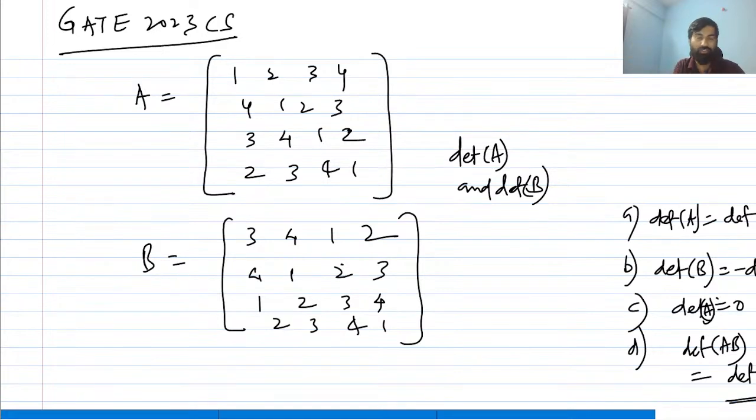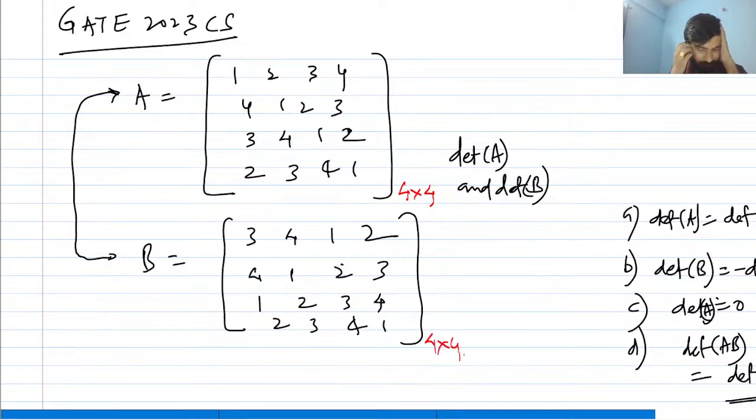I think now you understood the concept, right? If you don't know how to calculate det, don't worry at all. By looking at these two matrices, it's a GATE problem, so it should not take that much time. You see here, how many rows are there and how many columns are there? This is a 4 by 4 matrix, 4 rows and 4 columns.